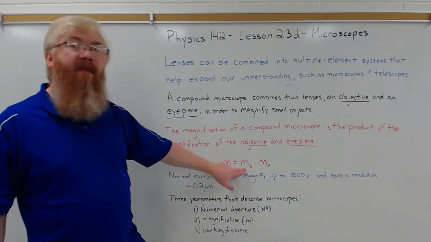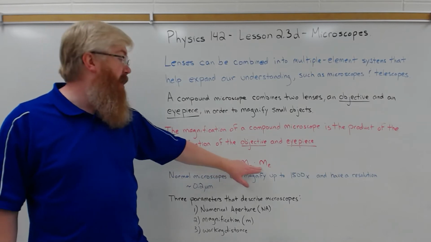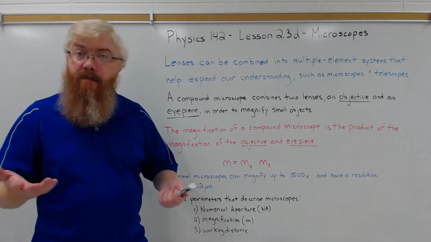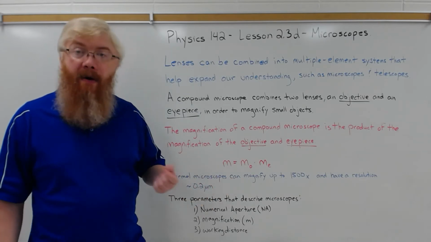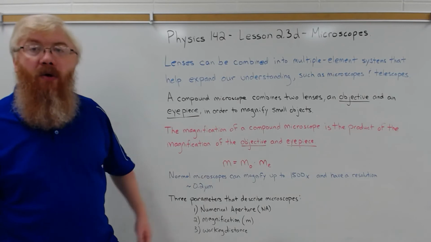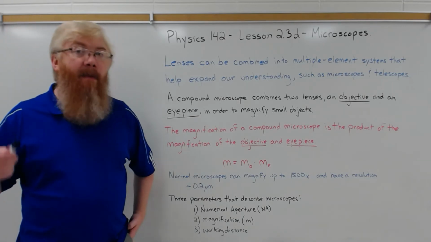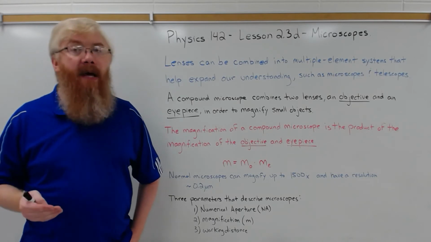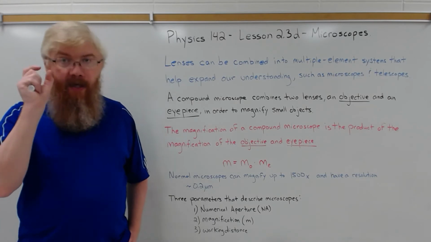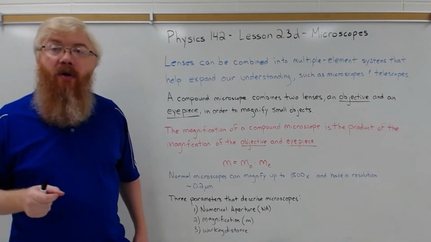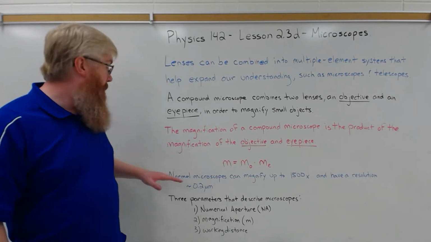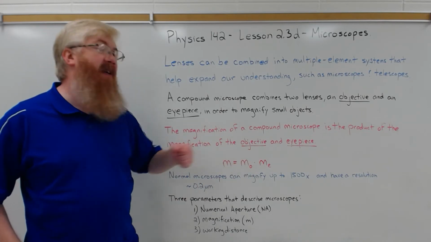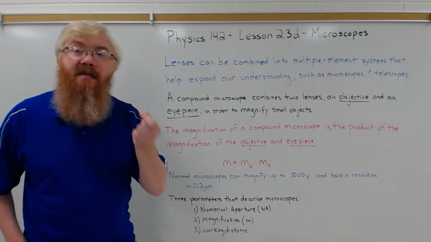So if the objective gives you a factor of 10 magnification and the eyepiece gives you a factor of 15 magnification, the total would be 150 times magnification for that microscope. Now, this has a practical limit. You cannot, sadly, just keep on putting in more and more powerful lenses and see down to the individual atoms. There are a lot of limitations for microscopes, the main of which is actually the wavelength of light we're looking at and the aperture we're looking at. So normal microscopes can magnify up to 1,500 times. So it can see bacteria.